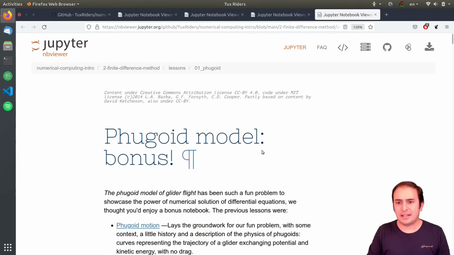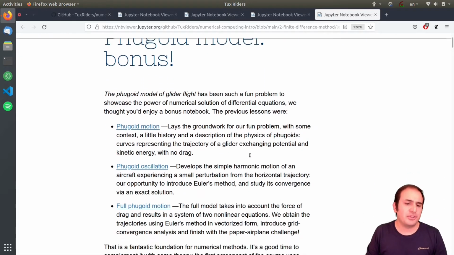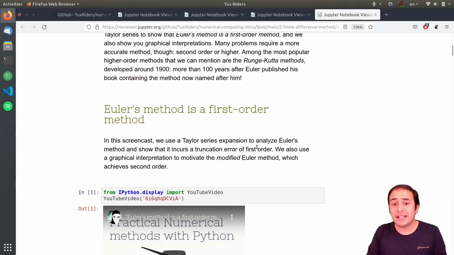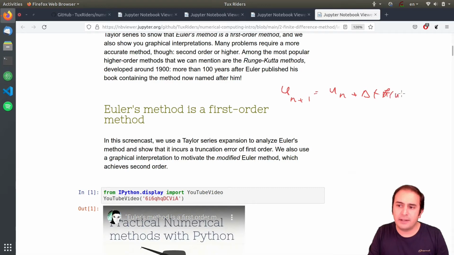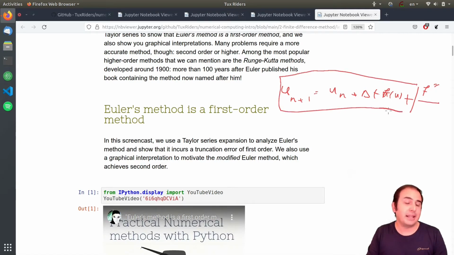And then in the last notebook, there is an introduction to more advanced techniques, because Euler's method is a first order method, since you have only the first order of the derivative. It was like this: u_{n+1} equals u_n plus delta t times f of u. So here you have only the first order, and for the rest of the Taylor series, for example the second order derivative terms, we just ignore them all. That's why this is called a first order technique.